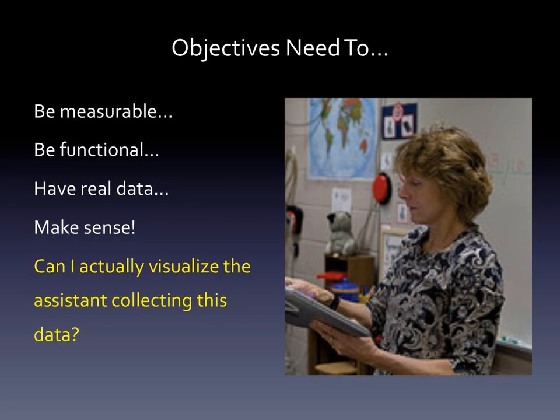I hope today that you come away with a clearer understanding of how you can truly create measurable objectives for your students with severe multiple disabilities. Objectives need to be measurable, functional, and have real data. They need to make sense when we read them. We need to ask ourselves, can I actually visualize the assistant taking this data? This will help us write objectives that are clear, therefore easy to collect data, and report progress in an objective way.